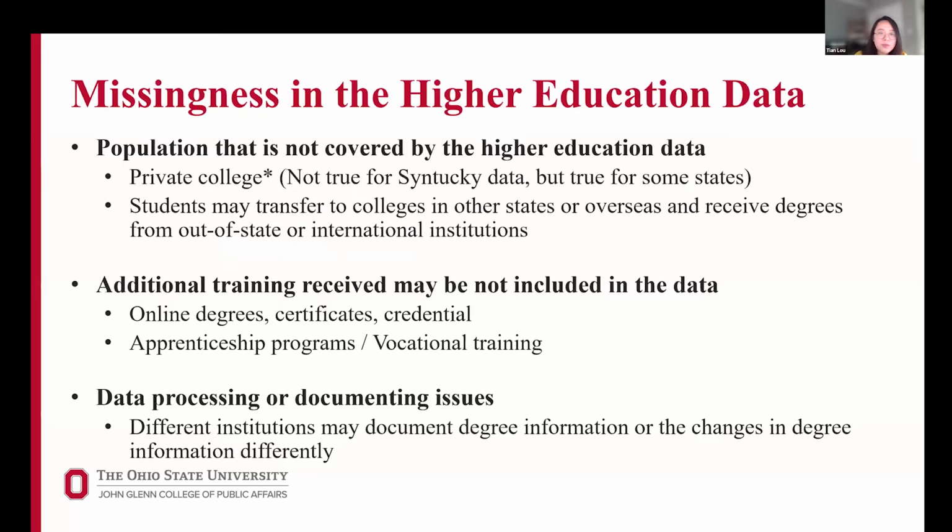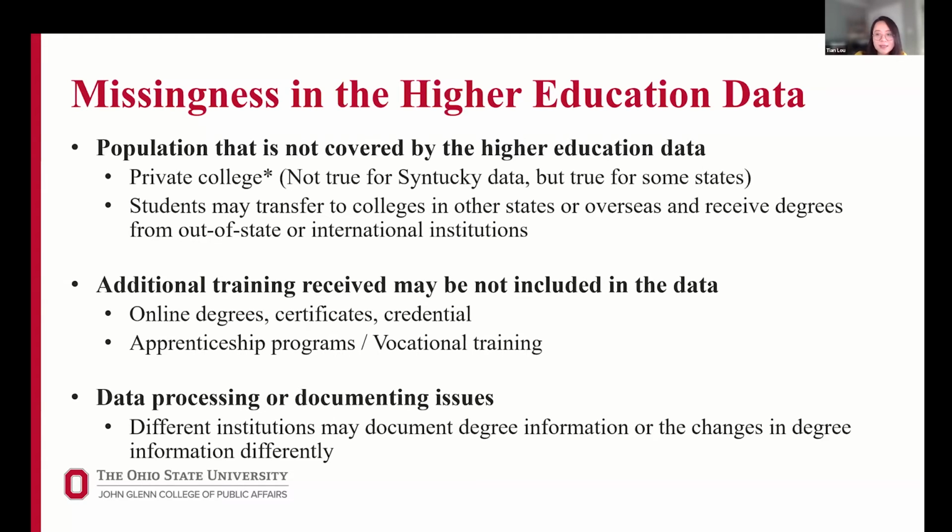In addition to the missingness in the earnings data, we also want to think about what could be the potential missingness in the original sample that we're looking at, which is the higher education data from where we get the bachelor's and associate's degree holders. First of all, the private college. This is not a typical issue for the Kentucky data because it has both private and public colleges, but it's not always true for other states. For example, in Ohio, the higher education data only includes public college information.